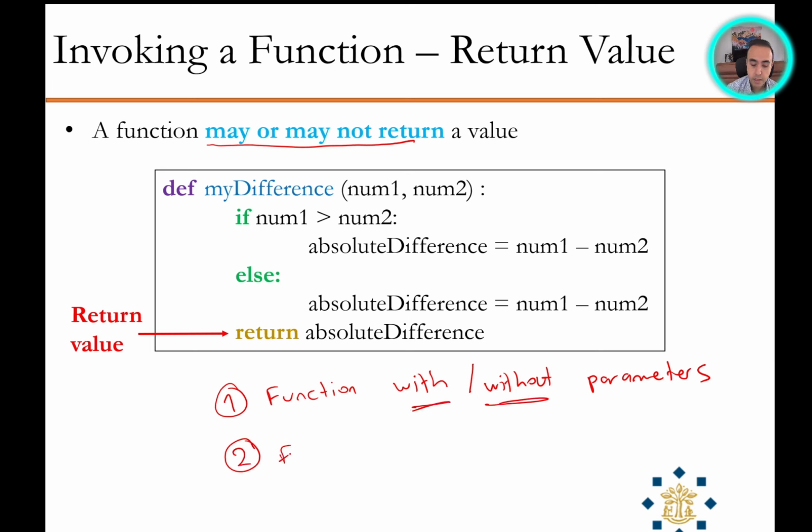The second thing is the function can be with or without a return value. So again, it's not a must. It can be both. Here we have a function that returns a value, or we can write a function that returns nothing. That's also a possibility.